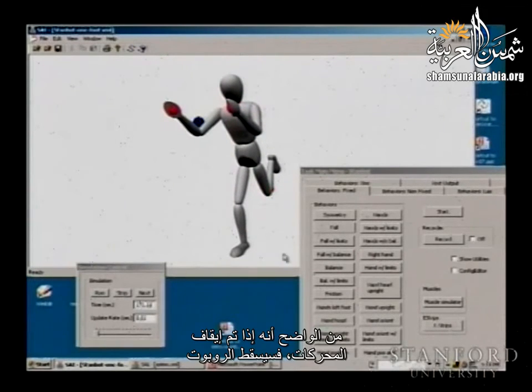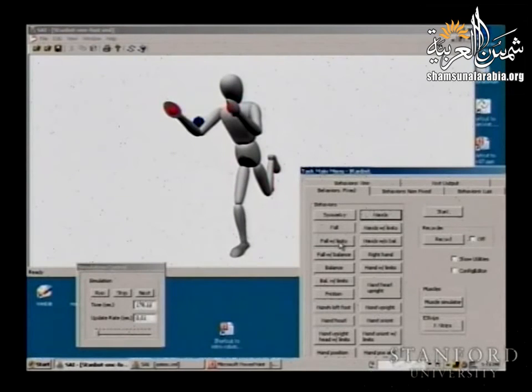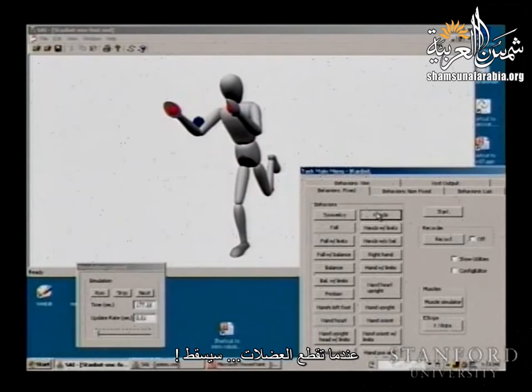Now, obviously, if you cut the motors, it's going to fall, and it behaves a little bit like a human, actually. So when you cut the muscle, it stops.